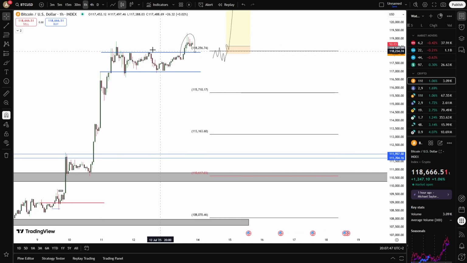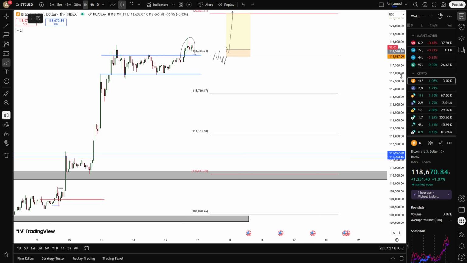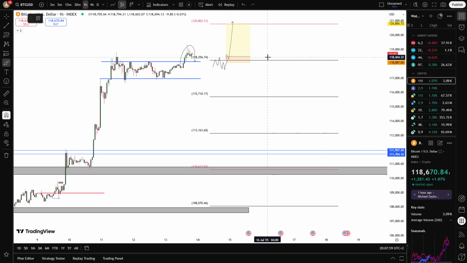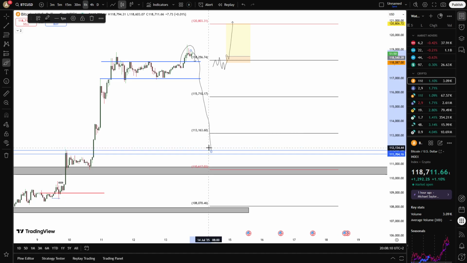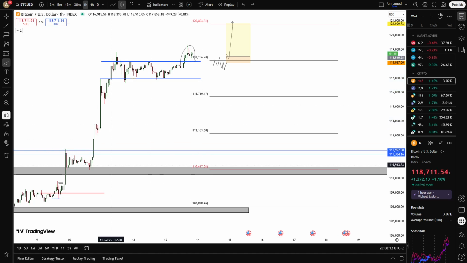If we find acceptance below this point, I'm leaning towards a rotation to the downside first, where we perhaps retest these previous all-time highs, which in my opinion would still be logical, but like price action loves to do, it likes to not give opportunities, where people are always wanting to take a big retrace and buy it, right?